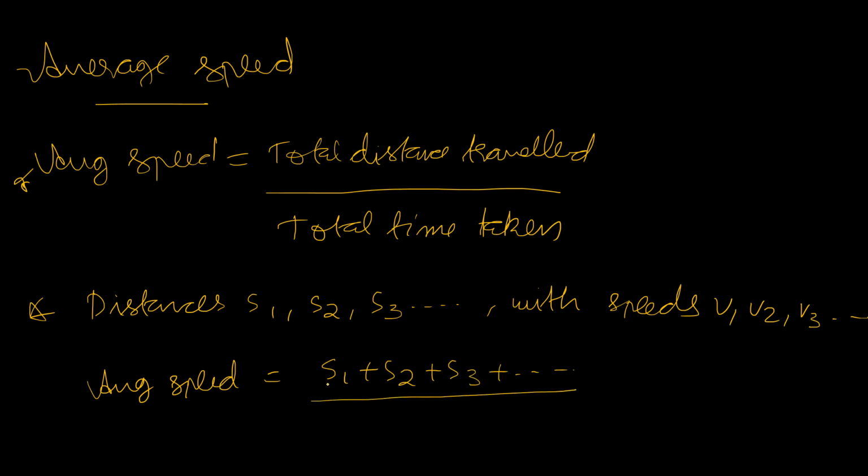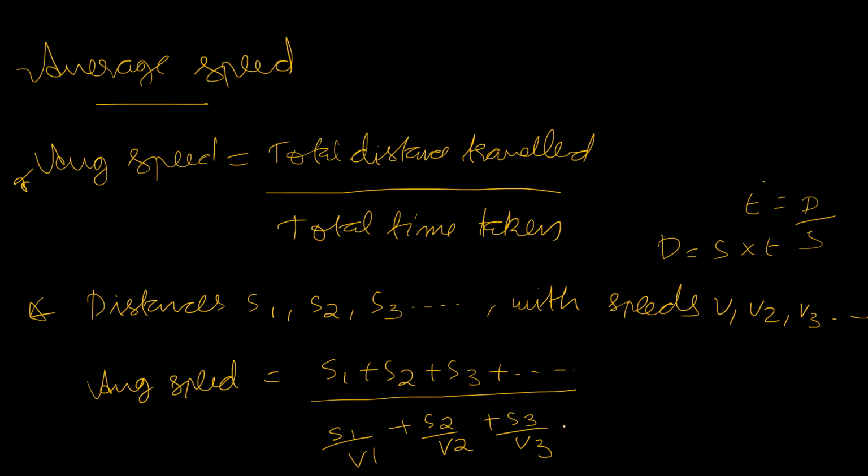What is time? We know that distance is equal to speed into time, so time is distance by speed. Here the distance is s1 and the speed is v1. So the total time is s1 by v1 plus s2 by v2 plus s3 by v3 plus etc. That's the formula for this. It's a very important formula. I have seen questions with this particular formula.